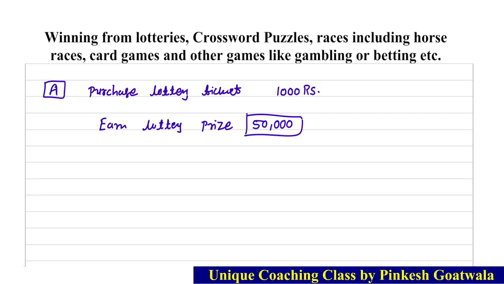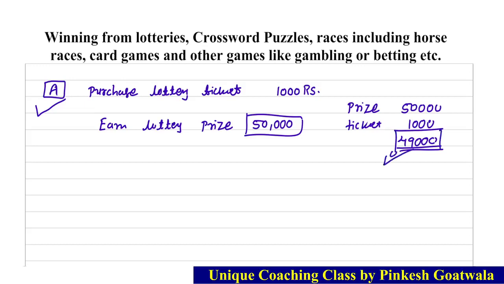But the important thing: if anyone asked A what you have earned from this lottery, what would A say? He would say, I got the prize of 50,000 but I already purchased the ticket for 1000 rupees. So indirectly how much did I earn? That is 49,000. If you are talking about his income, you can say that yes, he earned 49,000. So he should pay tax on this amount.